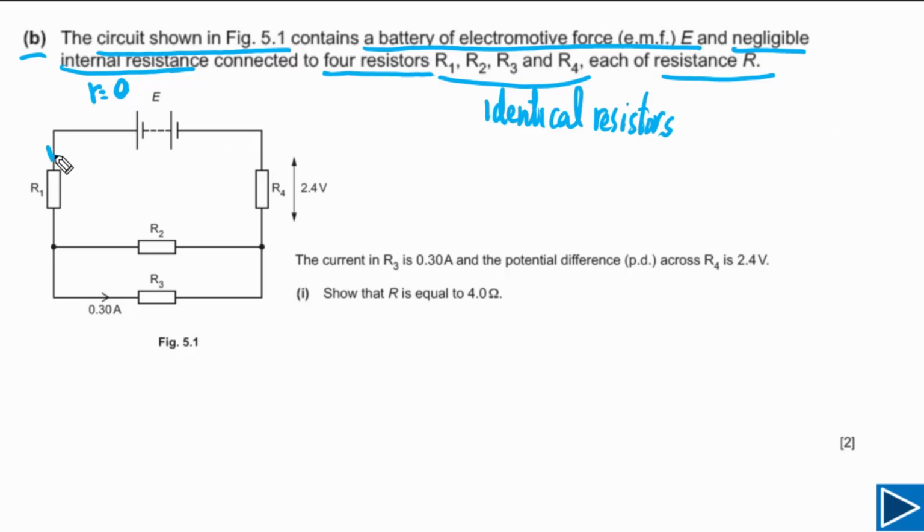Now let's say current I1 is coming from the battery, and this current will pass through this resistor. And let's say current I2 is passing through the second resistor, and current I3 is passing through this resistor. And current I4 is passing through resistor 4. We can simply say this is I4. And this is the current entering the battery as well.